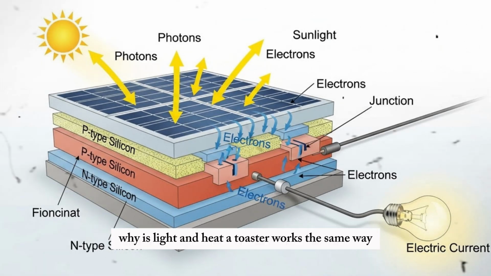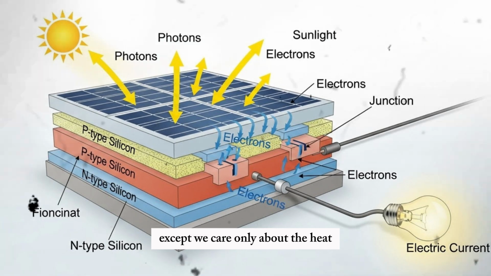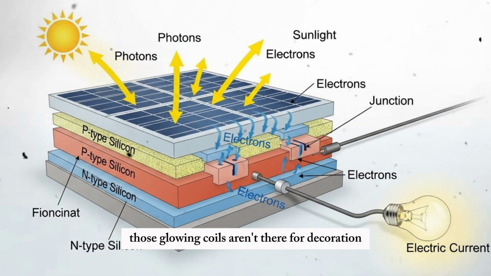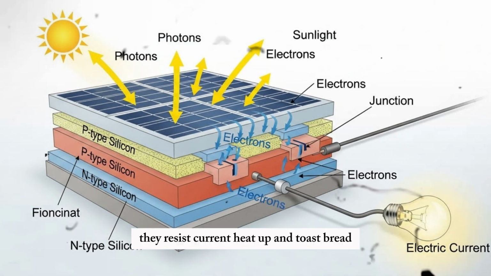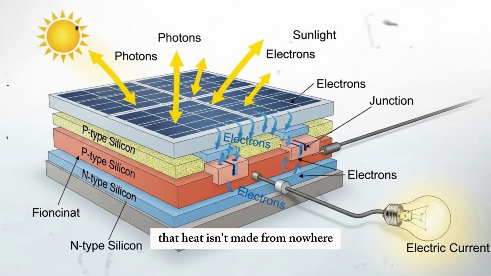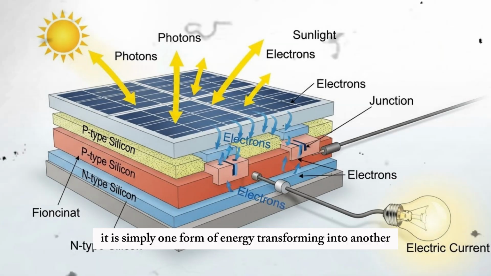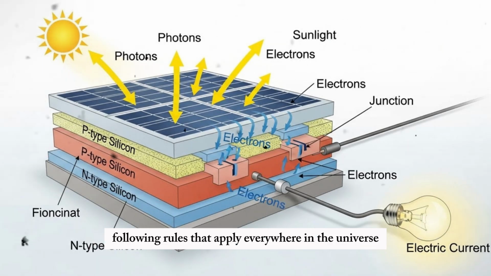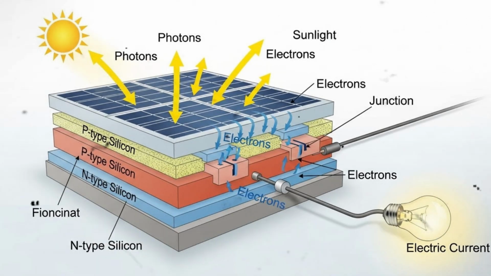Why light and heat? A toaster works the same way, except we care only about the heat. Those glowing coils aren't there for decoration. They resist current, heat up, and toast bread because the energy of moving electrons gets dumped into the metal. That heat isn't made from nowhere. It is simply one form of energy transforming into another, following rules that apply everywhere in the universe.